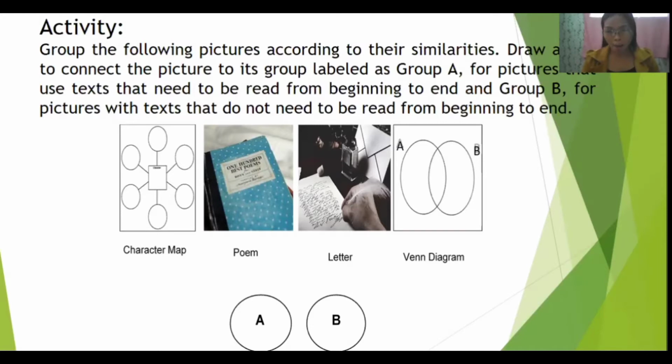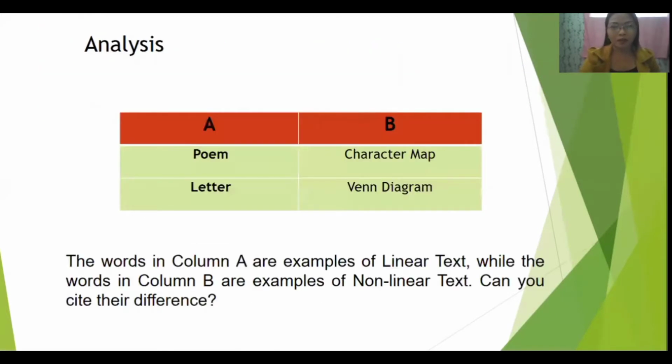Okay, time is up. Are you done? Now, we will check your answers. Since our activity is all about grouping the pictures according to the similarities, therefore, poem and letter belong to the same group, which is Group A. And character map and Venn diagram belong to the same group, which is Group B. Are your answers correct?